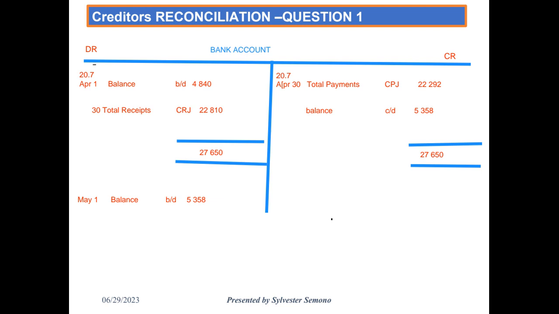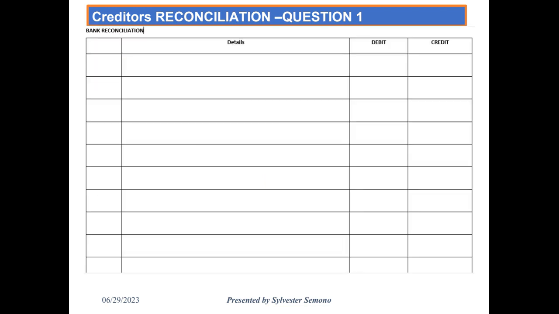Okay. What is the first thing we do in the bank? We're going to use the bank recon. We always start with the balance of what? According to the bank statement, the balance as per bank statement. Yes, the balance.